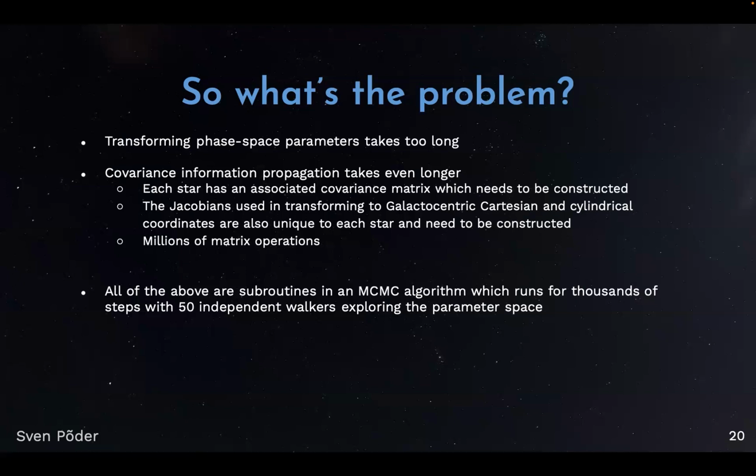And if you take into account that we're running this in an MCMC, which may run for 6 or 10,000 steps, at each step you vary some input parameter, for example the sun's galactocentric distance, and it needs to repeat this transformation for all the stars every time you modify this input parameter.